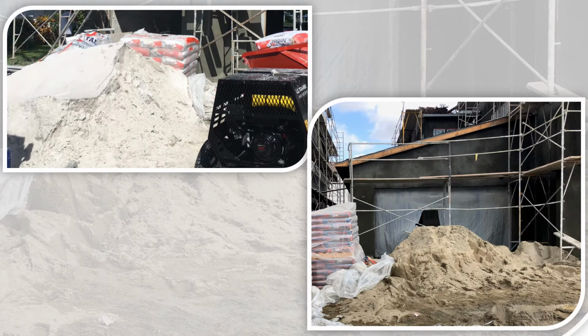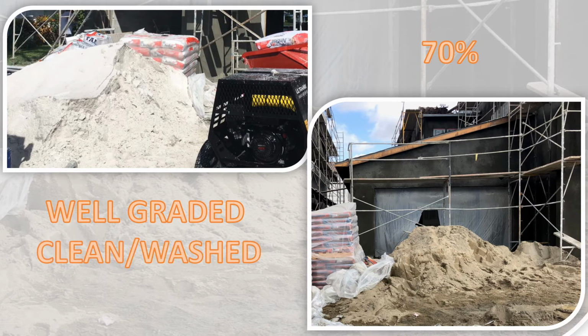Let's start with the sand, or what the code calls aggregate. This is because it makes up about 70% of your base coat mix. The importance and the quality of your sand should never be underestimated. Anything that makes up 70% volume of the mix has got to be looked at seriously. Plaster sand should be well graded. Plaster sand needs to be clean, or what we call washed plaster sand. And plaster sand should be angular.